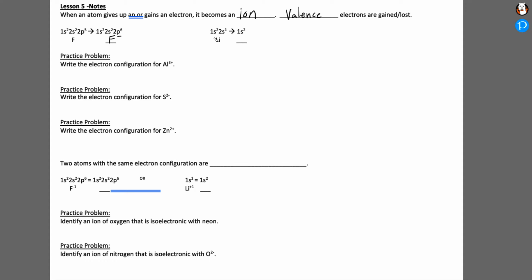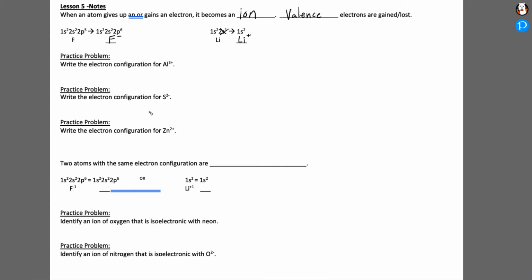For lithium, here's the electron configuration: 1s2, 2s1. Lithium is actually going to lose this electron right here, and when it loses that electron, this entire sublevel goes away, and we drop down to 1s2. When we lose electrons, we become positively charged because, since I've lost a negative charge, I now have one more positive charge in the nucleus than I do negative charge coming from the electrons. So it would be Li plus 1 charge.